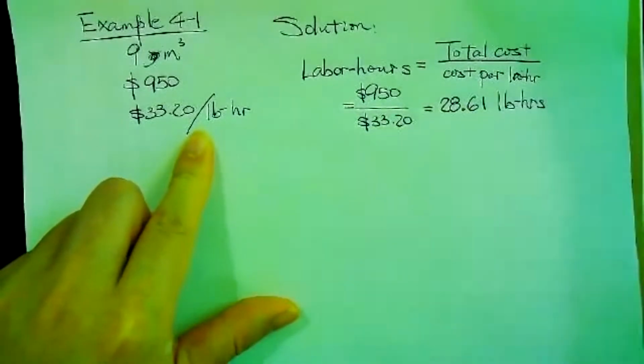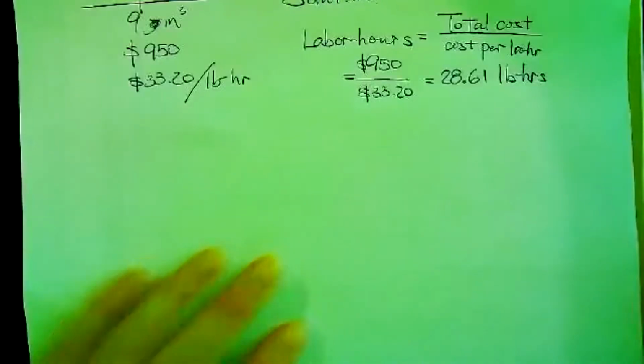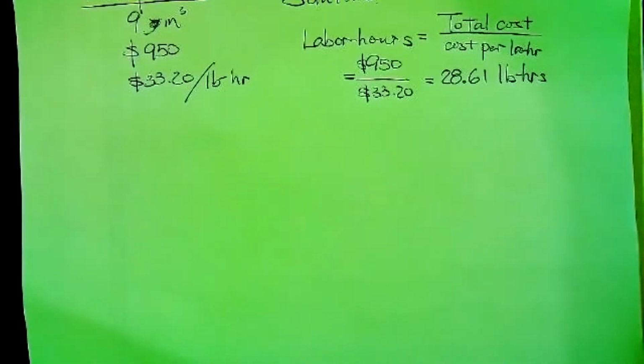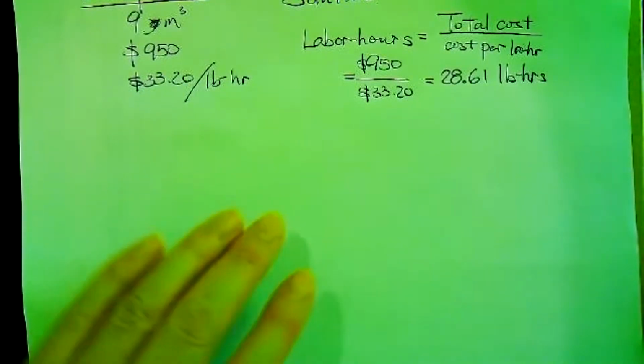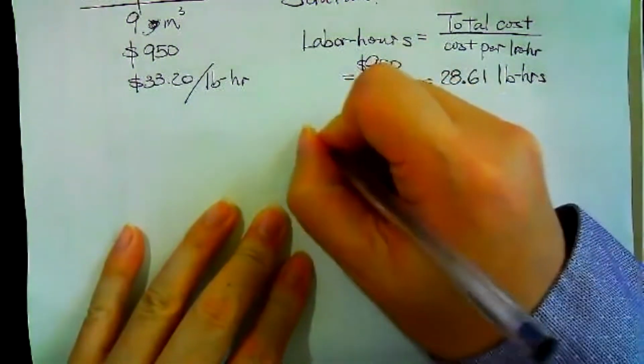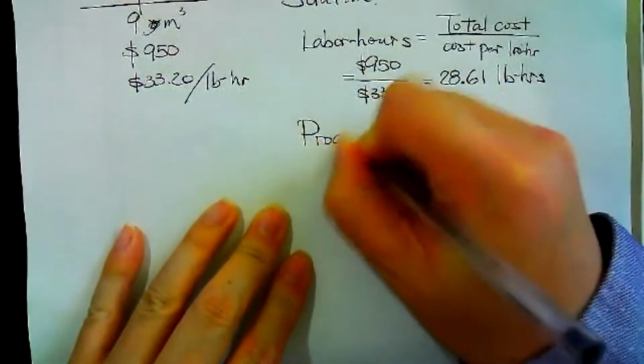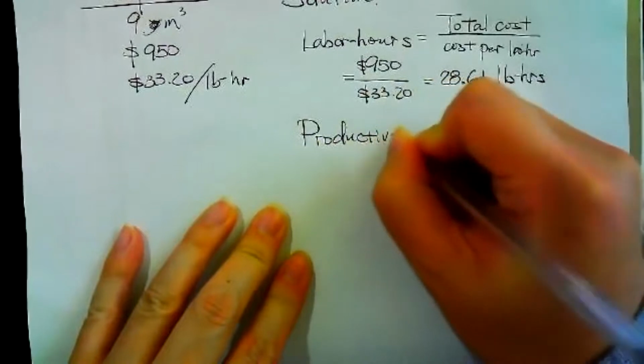28.6 what? Labor hours. Okay. So with this labor hours, I have 9 cubic meters. I finished 9 cubic meters. So this one, I can calculate my productivity.